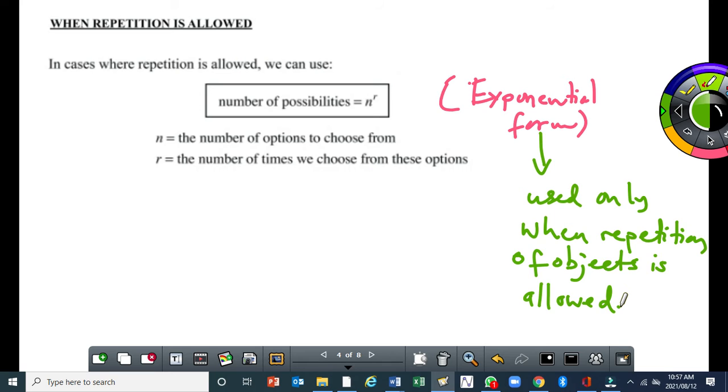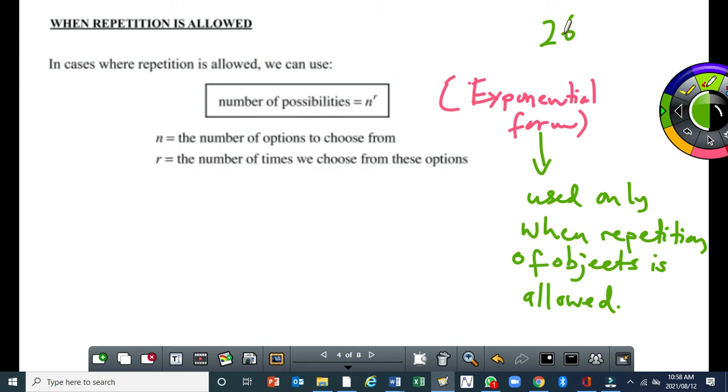Let me give an example of a word. Remember, the English alphabet has got how many letters? 26 letters. Right? Now, let's say if I ask you a question, how many three-letter words can you make? Don't worry whether the words have got meaning or not. How many three-letter words can you make if the 26 letters can be used to form those words, and repetition of the letter is allowed?